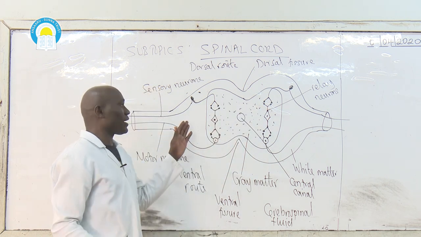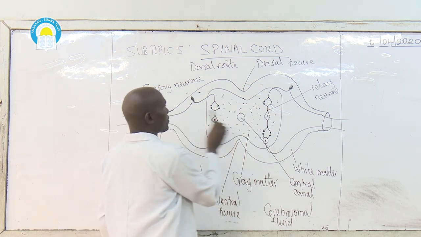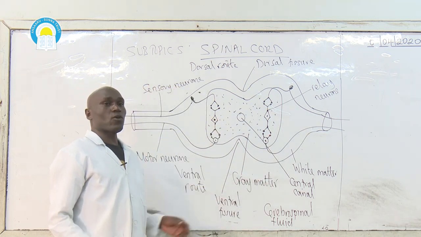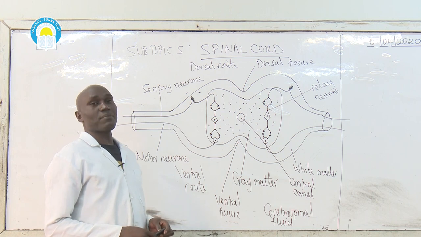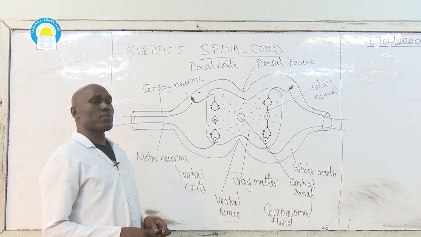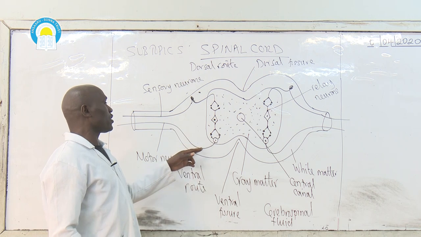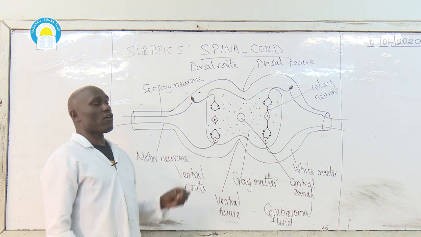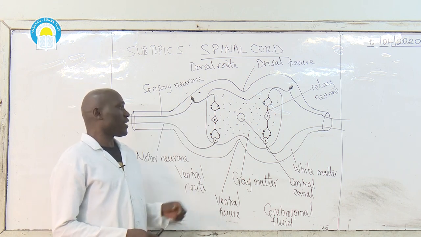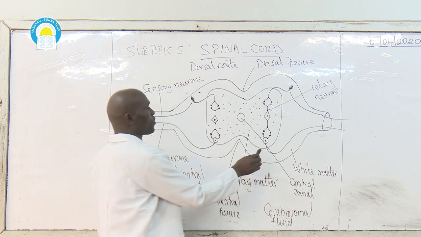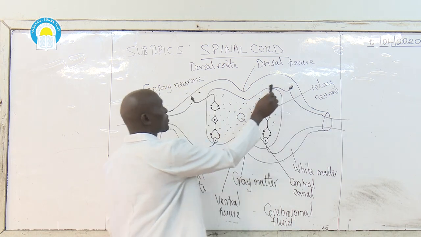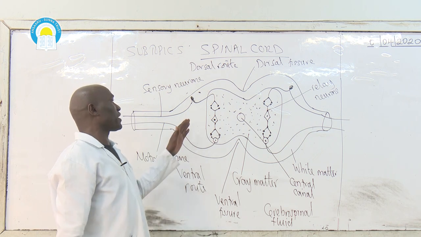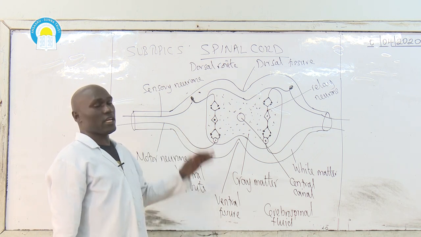Then we have the white matter. This section, this other section. That part of spinal cord that is known as white matter appears white in color due to the presence of myelin sheaths of motor neuron and myelin sheath of sensory neuron. The myelin sheaths of motor neuron and sensory neurons reflect a lot of light, and that makes white matter appear shiny and white in color.